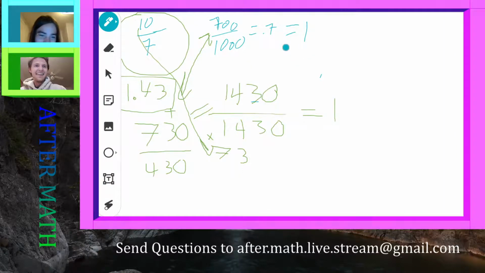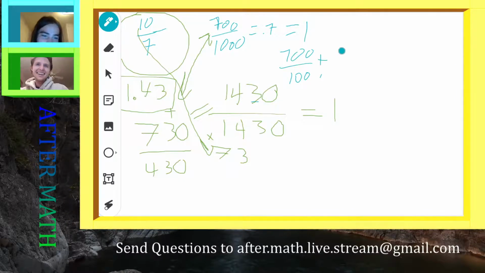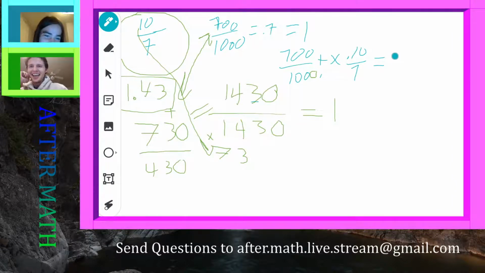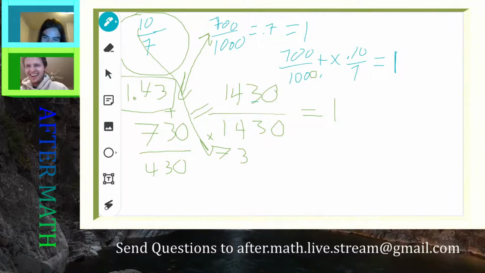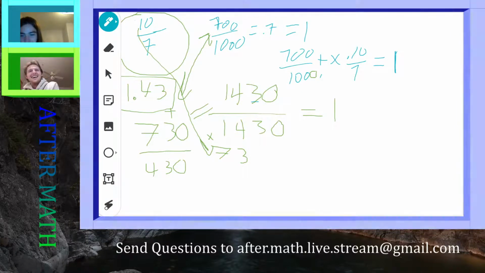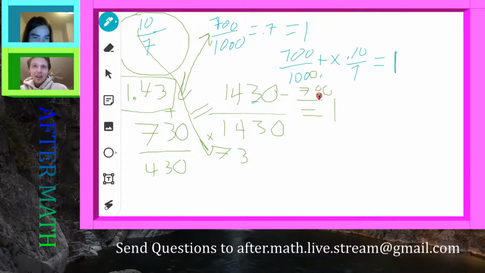A way I would do it is I would write out an equation that says we've got 700 over 1,000, plus x times 10 over 7, equals 1. That's how I would probably go about solving this. Okay, I agree. Let's finish your math here. So I'm going to subtract 700 over 1000 on both sides.